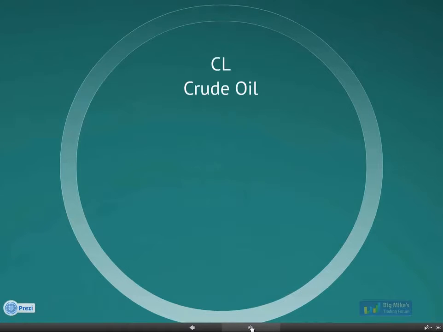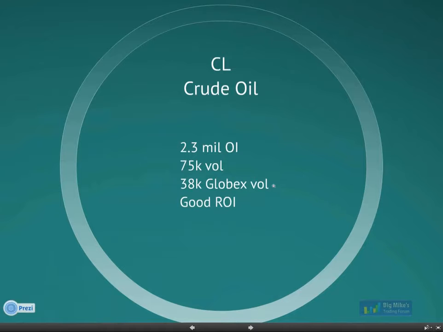CL or crude oil, 2.3 million open interest on the calls and puts, 75,000 volume, and that can vary quite a bit. Probably a bottom would be 50,000, but a high, you can easily get 150, 200,000 traded in a day. Usually about half of that is Globex, the rest is pit traded, and it has a pretty decent return on investment on crude oil.